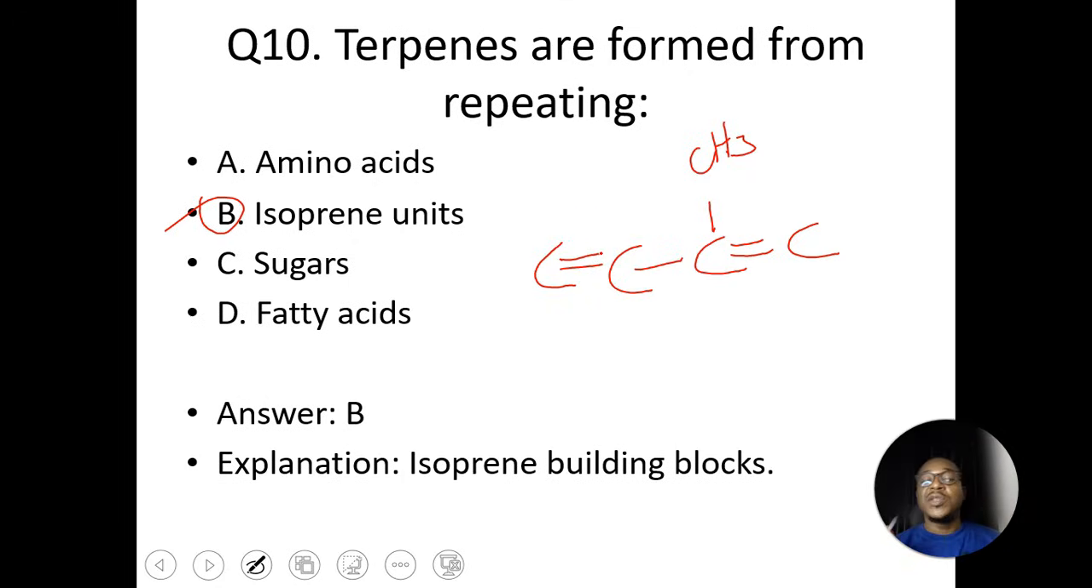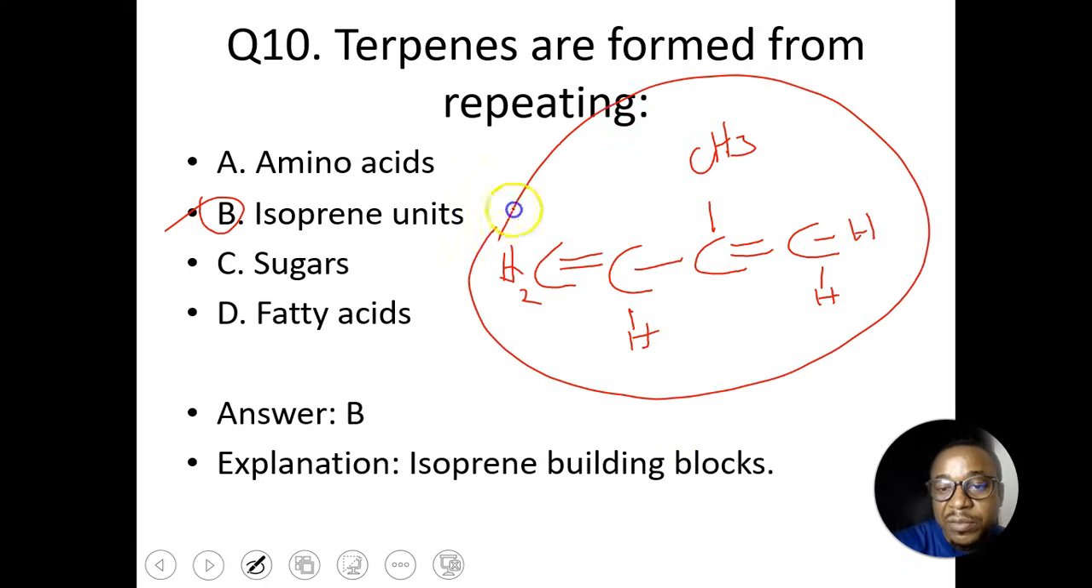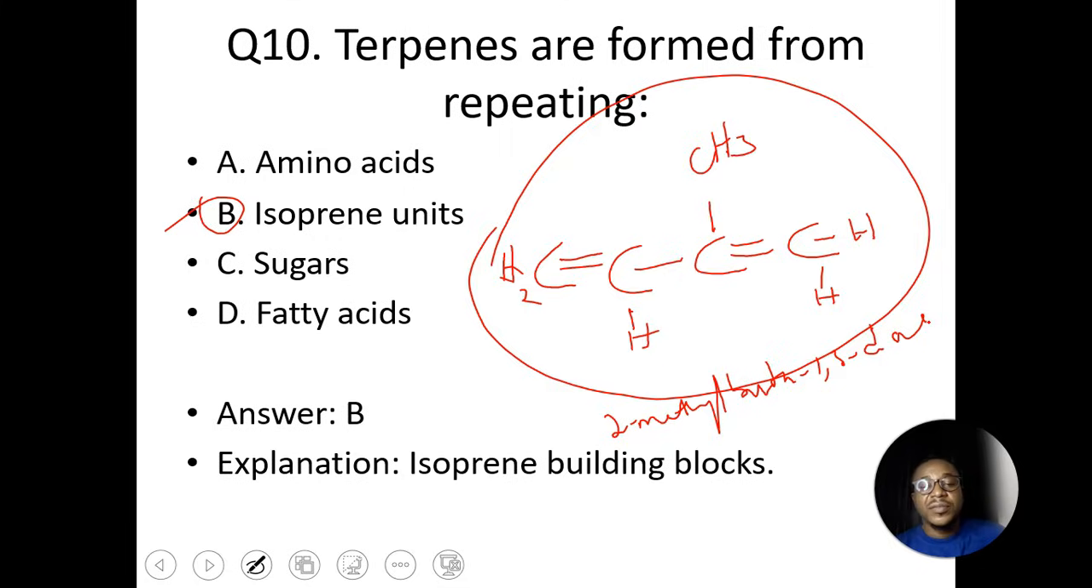So this is 2-methyl-buta-1,3-diene. Now this carbon will have how many hydrogens? 2 hydrogens. This carbon will have 2 hydrogens also. This carbon will have 1 hydrogen. So this is isoprene, which is 2-methyl-buta-1,3-diene. Di means 2 double bonds. Isoprene is the building block for terpenes.